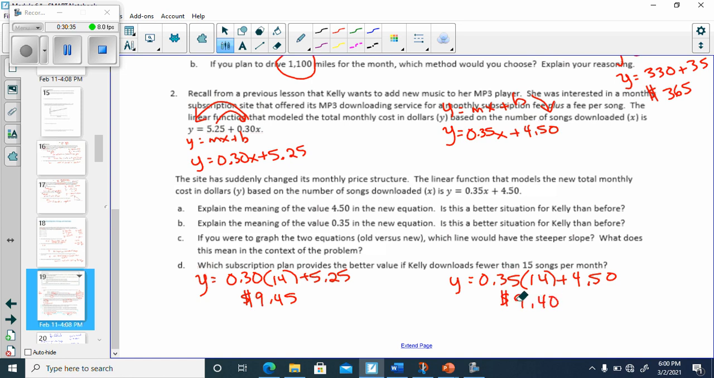Okay, which one is a lower price? This one with the $9.40.